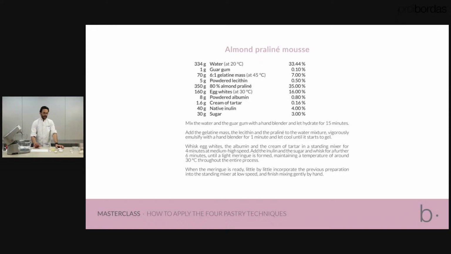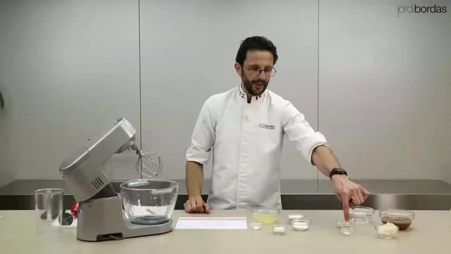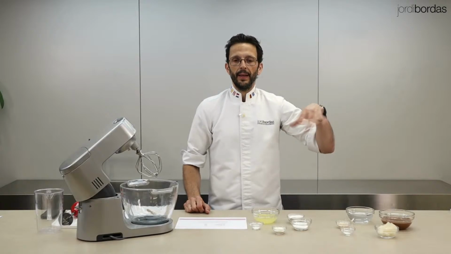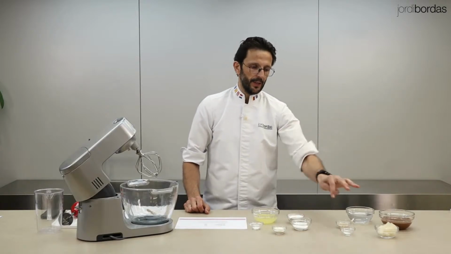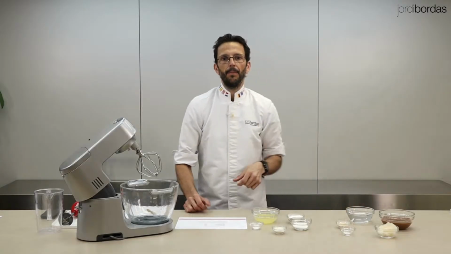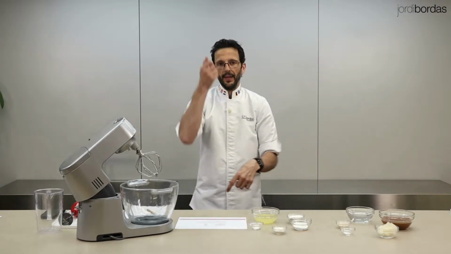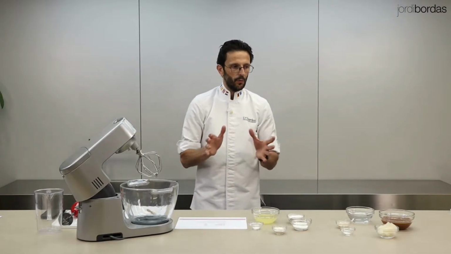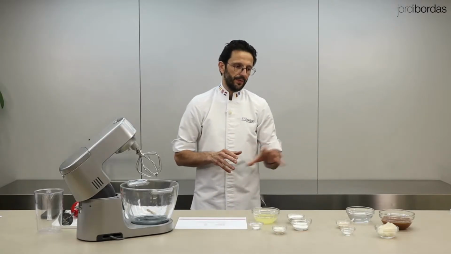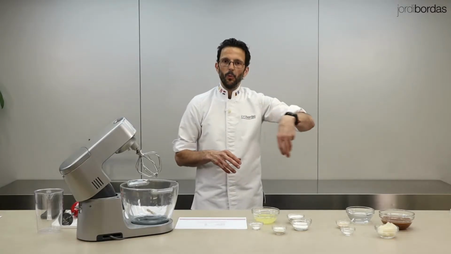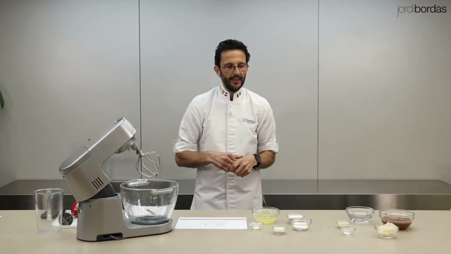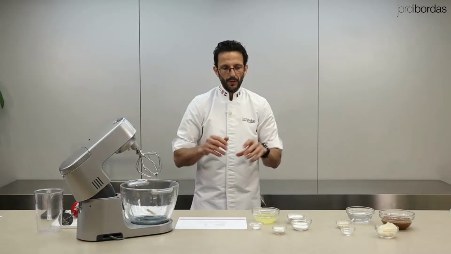In general, when we have time, that is not the case because today we have to finish the masterclass, but when we have time, we always mix the guar gum with the water. We let hydrate, if we have time, like 10-15 minutes, in order to be sure that this fiber absorbed perfectly the water that we have, and then we add gelatin mass, lecithin, the praline, and we create the emulsion. But today, as I mentioned, we don't have the time. I'm going to work straight away. I'm going to create the emulsion process, just mixing all the ingredients.